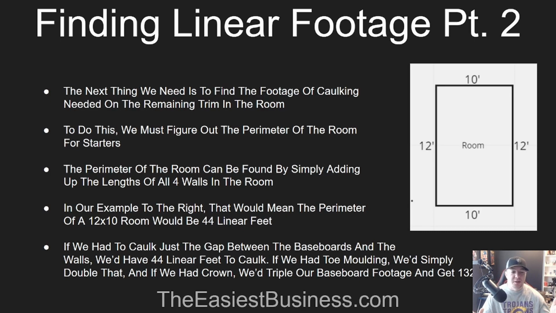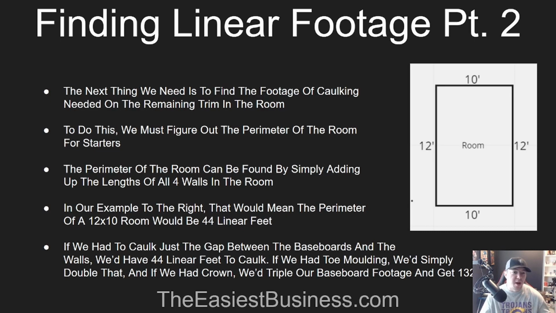But if we had to caulk just the gap between the baseboards and the walls, because if new baseboards get put on, it's going to have to be caulked there, we'd have 44 linear feet to caulk because the baseboards would presumably run all the way around the room, right? But then if we had toe molding, instead of going around and measuring the room again, we would just double our number from 44, which is just our baseboards, to give us our toe molding as well, because our shoe molding is going to travel the same distance that our baseboard is. And the shoe molding is always going to need to be caulked between the molding and the baseboard. So we'd have 88 feet.